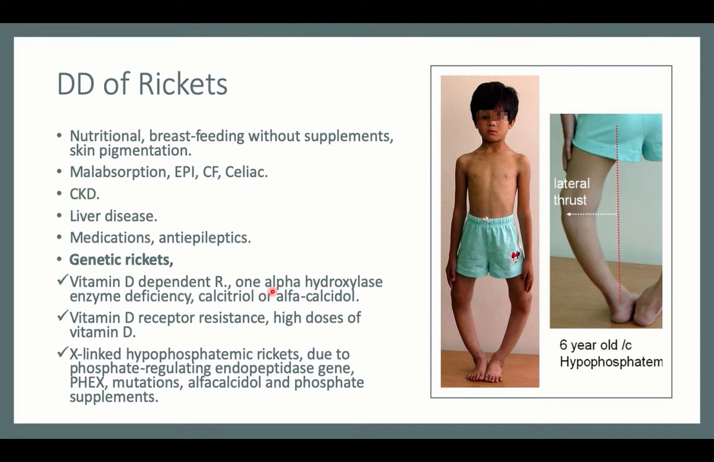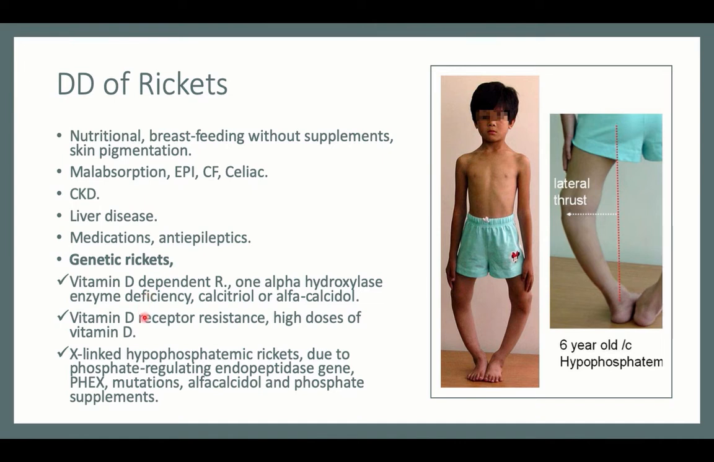So the treatment of this is not by the inactive form of vitamin D used in nutritional rickets, vitamin D2 or vitamin D3, but here the treatment will be in the form of calcitriol, which is the active form, 1,25 vitamin D, or alfacalcidol, which is 1 hydroxy vitamin D. So it is a synthetic form that is hydroxylated at the site 1. Calcitriol or alfacalcidol would be the treatment in this case.